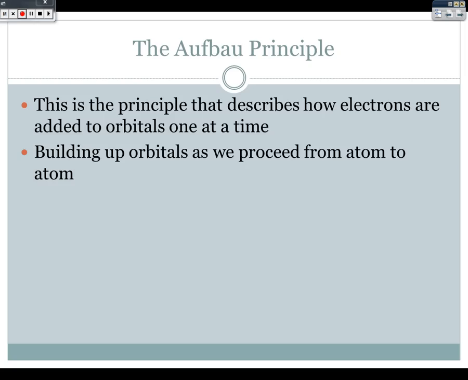Sorry, it's kind of a standard principle. It's hard to explain without just repeating yourself a lot. So that's the Aufbau Principle, adding things 1 at a time, or adding electrons 1 at a time.